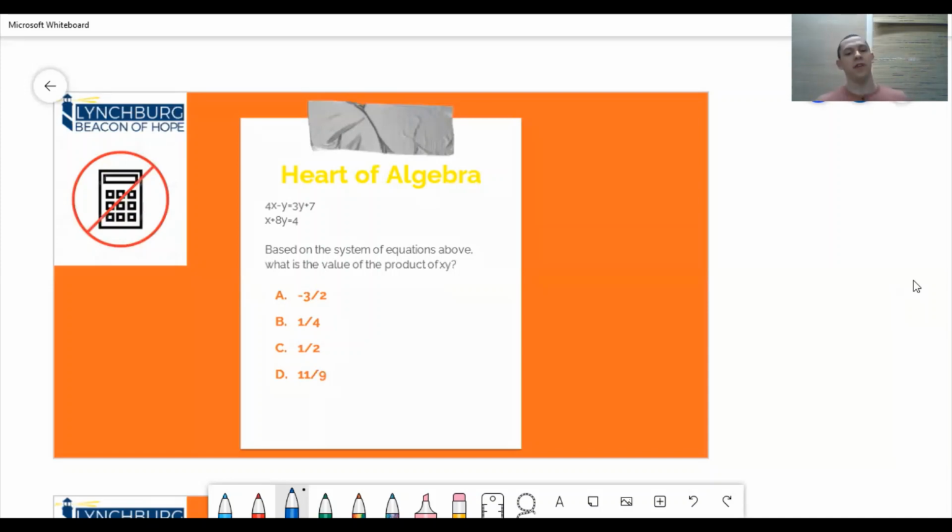All right, so we've got a couple things here. One, we have the system of equations. And then it says, using that system of equations, what's the product? Product implies multiplication. And then it gives us this xy, which is just x times y.